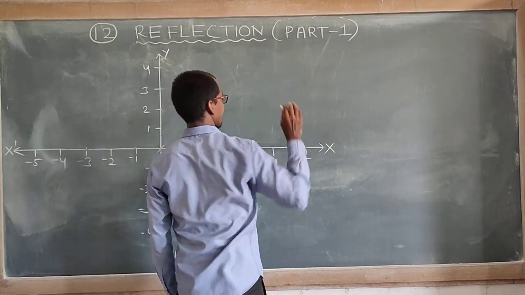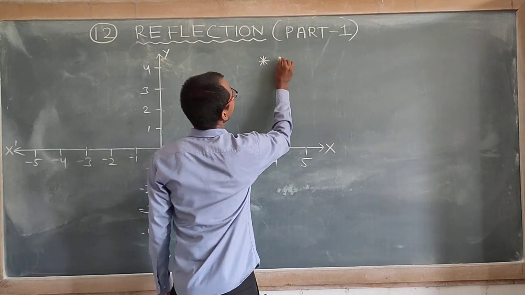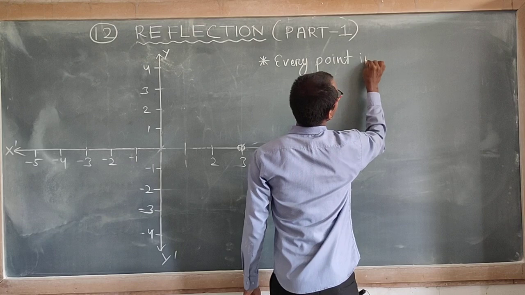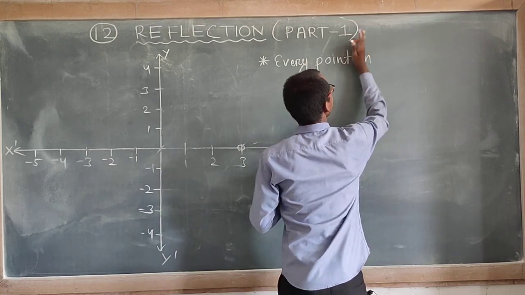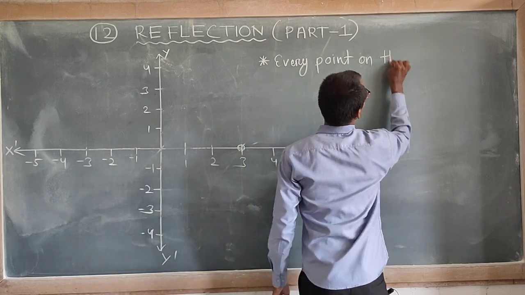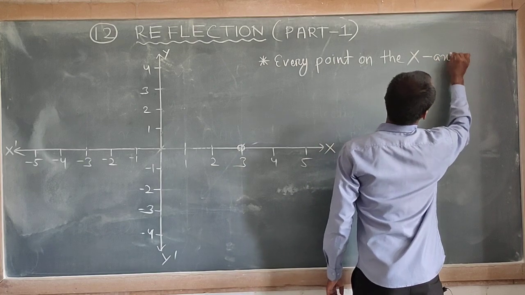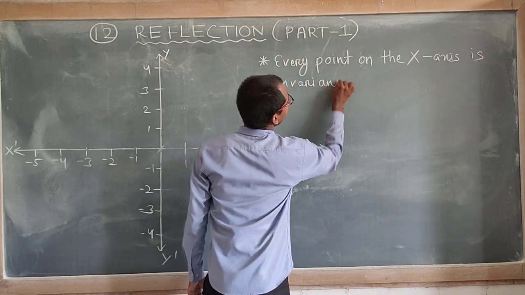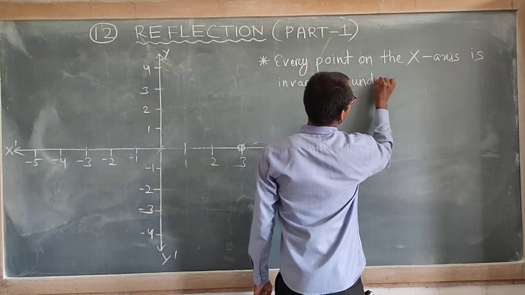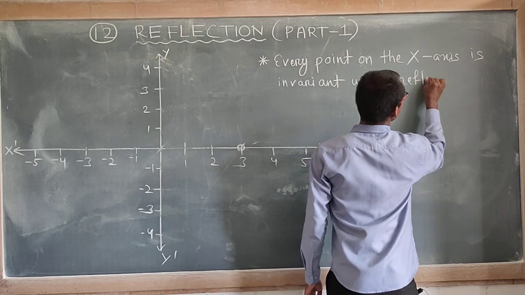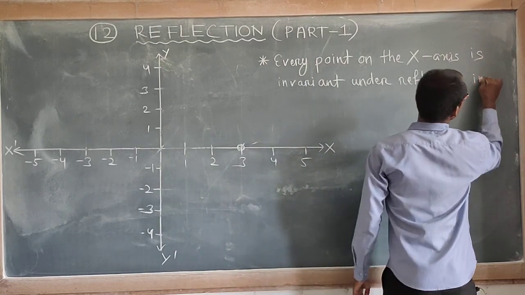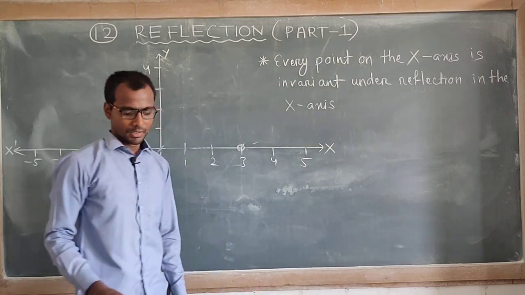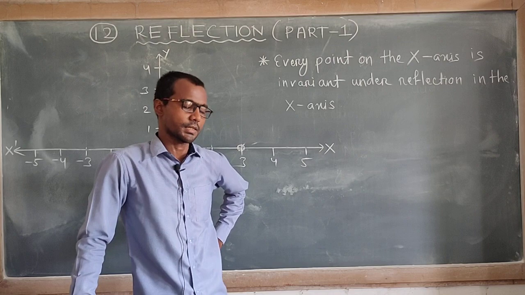Next point, same invariant point only. Every point on the x-axis is invariant under reflection in the x-axis.